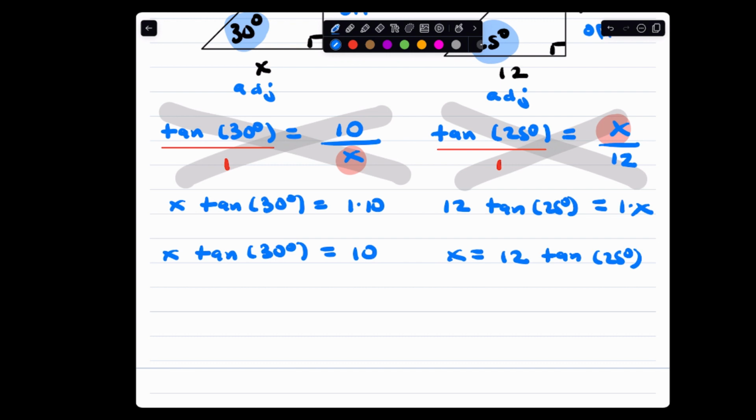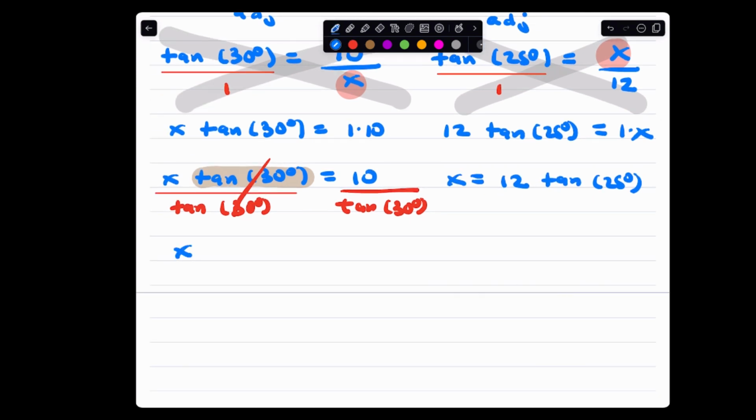All right, now what do you think we do now? Do you guys know? With the first one, we have to solve. Tangent 30 is a number. We don't know what it is, but it's a number. So we're going to divide both sides by tangent 30. Tangent 30 cancels, and you end up now with x equals 10 over tangent of 30 degrees. Now we're free to use our calculator. Anybody have any questions before we use that calculator?